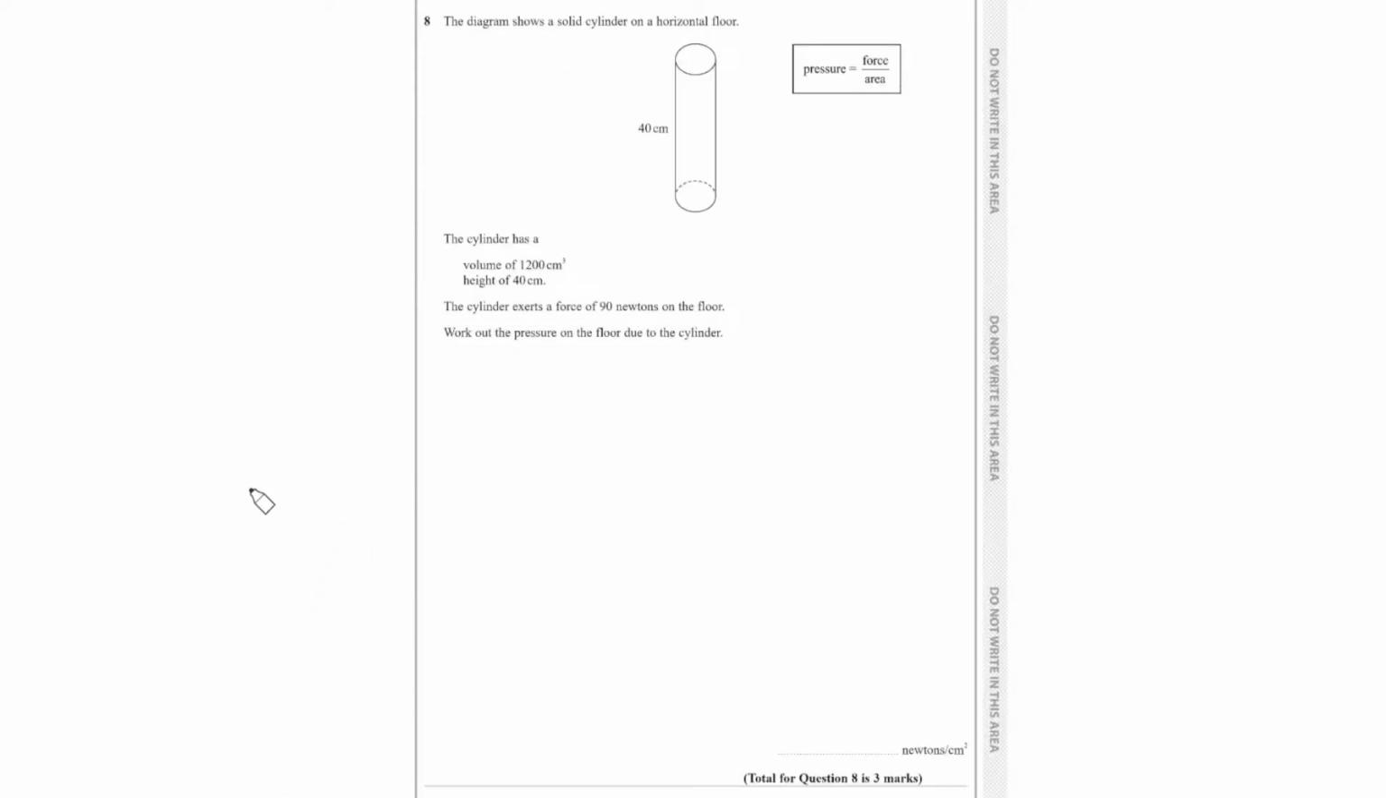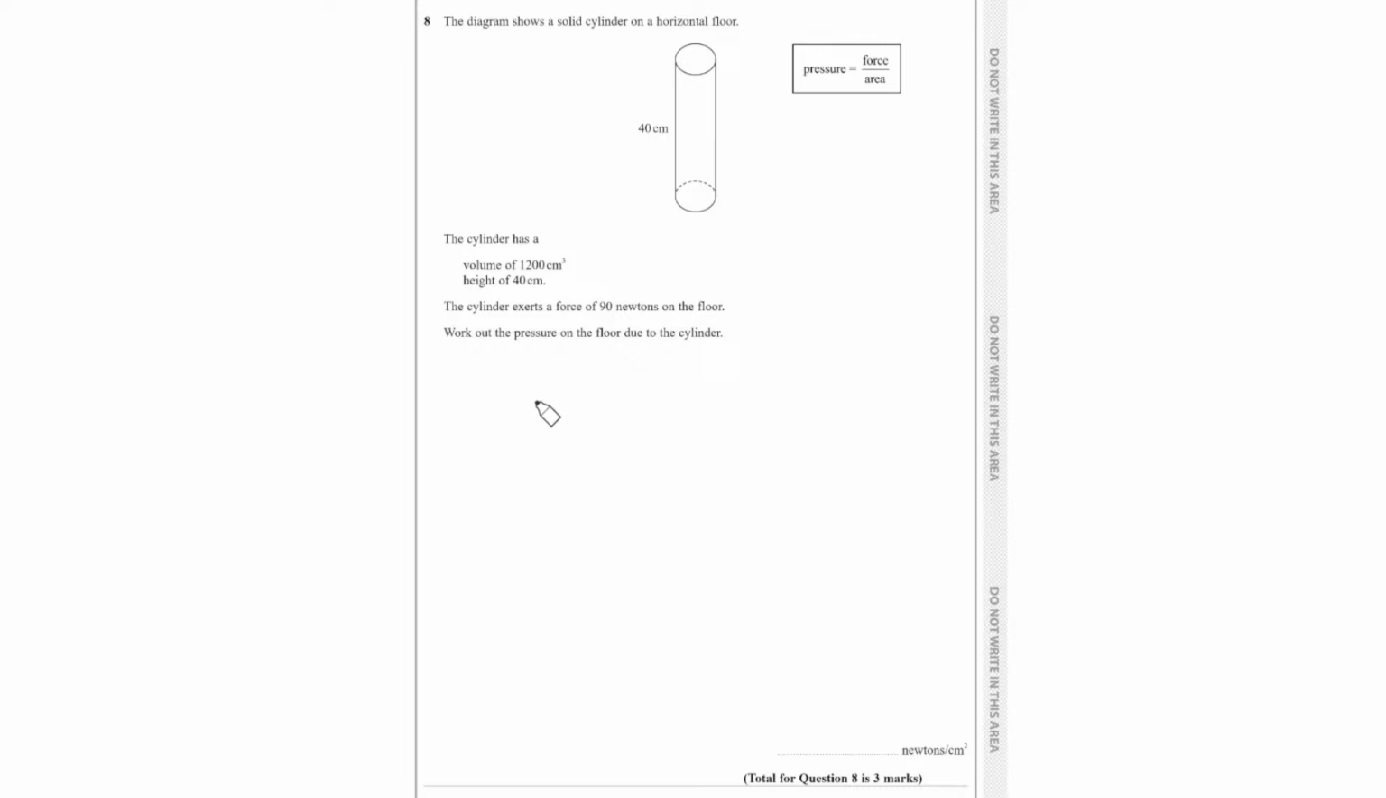Okay, question 8. The diagram shows a solid cylinder on a horizontal floor. So we've been given here, obviously, also the pressure formula. You don't need to memorize that, they will give that to you. The cylinder has a volume of 1,200 centimeters cubed and a height of 40 centimeters, which currently you can see is none of these measurements here, is it? So that's something to consider. The cylinder exerts a force of 90 newtons on the floor. So that is actually one of these things here. And they've asked us to work out the pressure of the floor due to the cylinder.